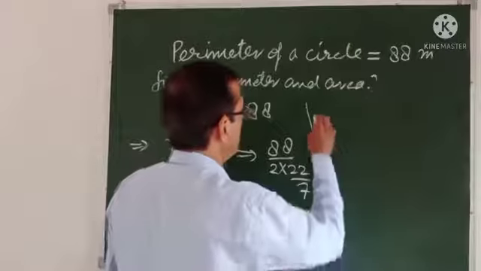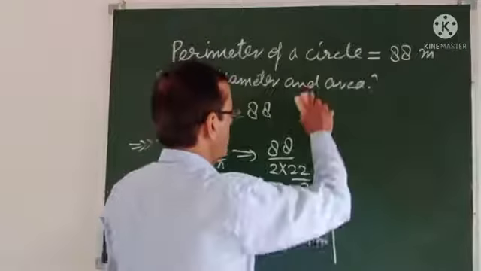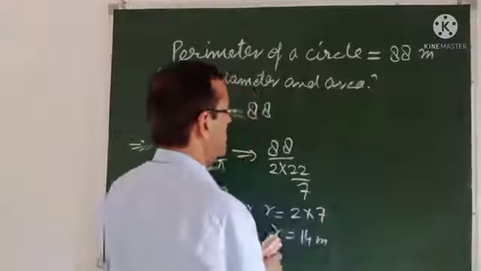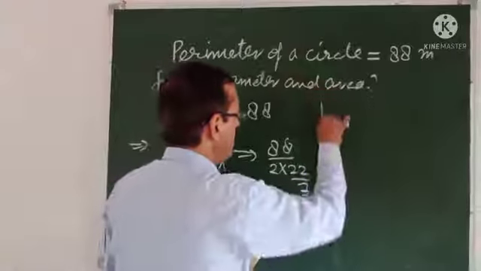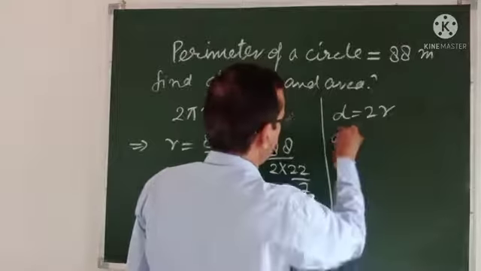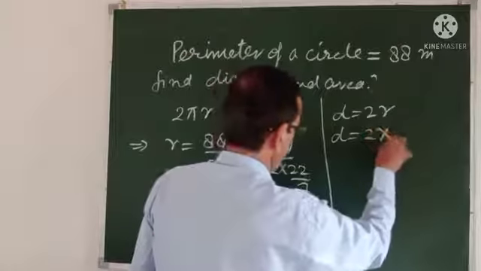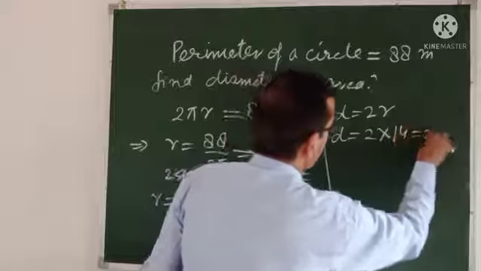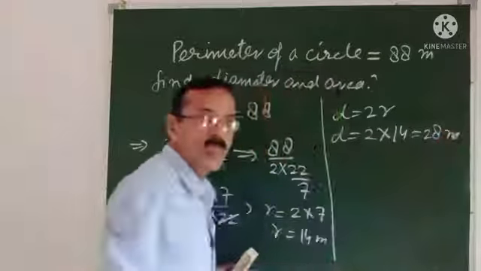So if the radius comes, we can find out the diameter and area. As you know, diameter is equal to 2 times the radius. D is equal to 2 times radius. So D is equal to 2 into 14, that will be equal to 28 meter.